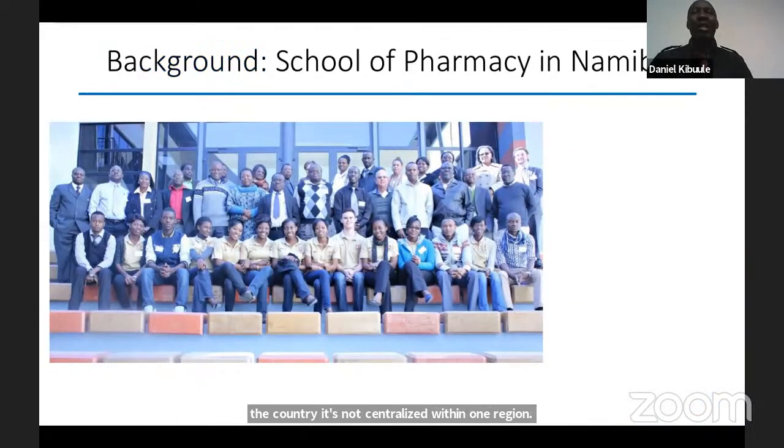The picture depicts our first cohort in the first row. Those are our first graduates, and we are hosting an antimicrobial resistance workshop, the first of its kind in Namibia.